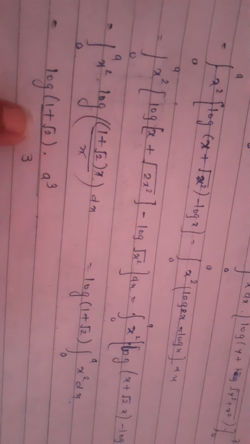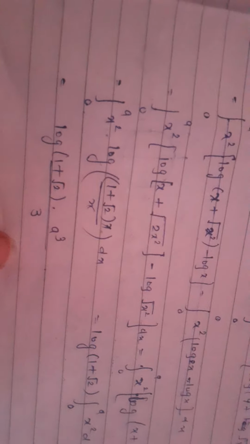Then 0 to a, x square dx. The integration of x square is x cube upon 3. Apply the limit now: a cube upon 3. Hence the value of the integration is log of 1 plus root 2 into a cube upon 3. So in this way we can change the order of integration and find its value.